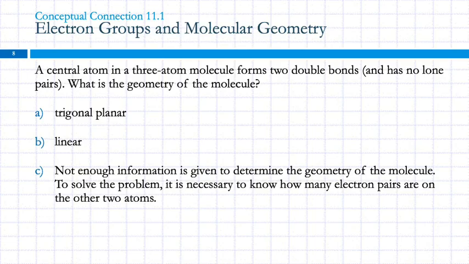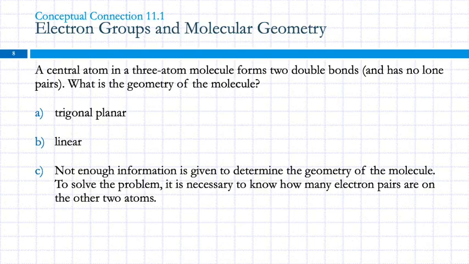Some of us might need a picture. Others might be able to do it just from the words. So the possibilities are trigonal planar, linear, or not enough information is given to determine the geometry of the molecule. To solve the problem, it is necessary to know how many electron pairs are in the other 2 atoms.